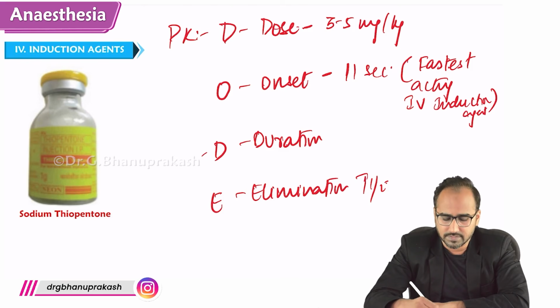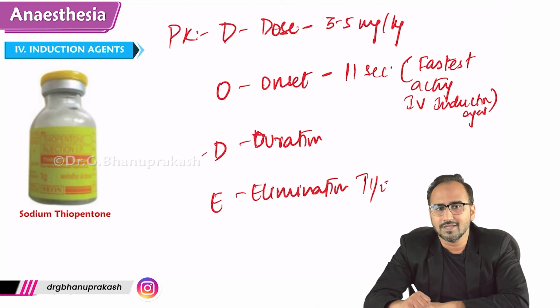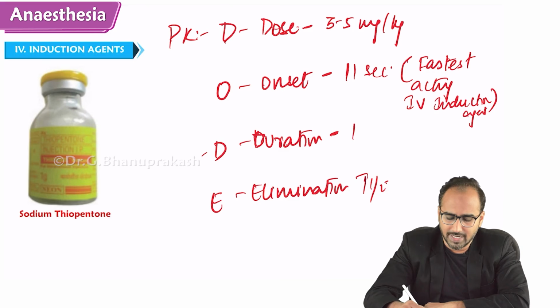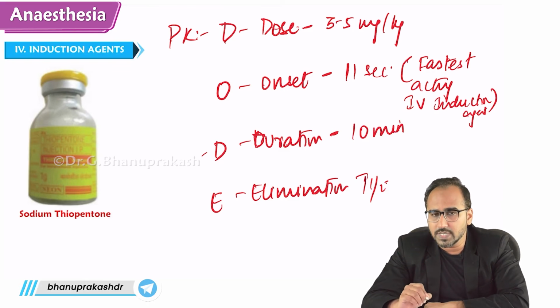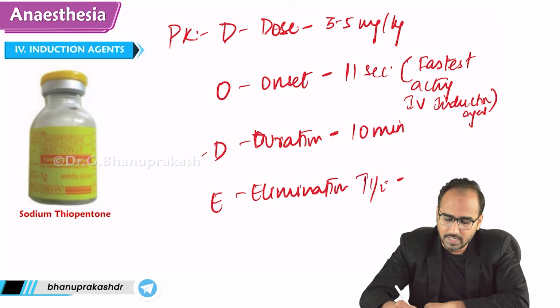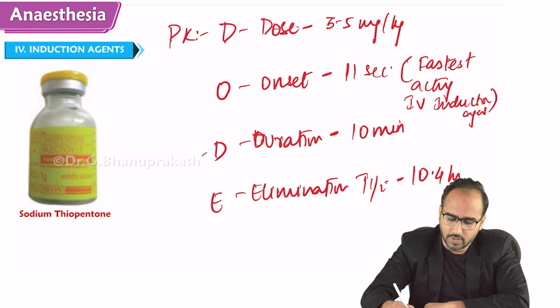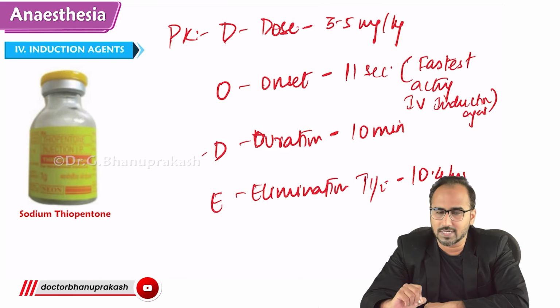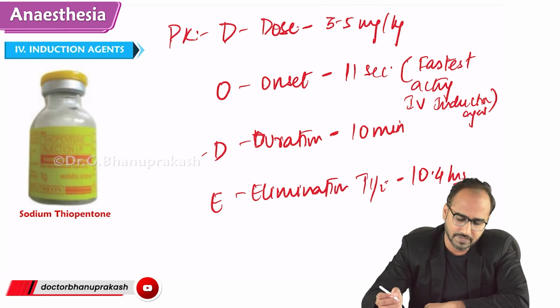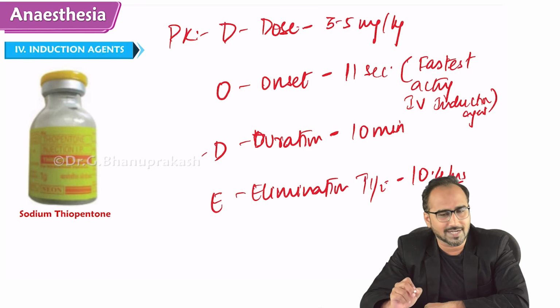One more D is duration. The duration of sodium thiopentone is 10 minutes. The patient will be unconscious for 10 minutes. Last is elimination T-half. How much time will it require for half of sodium thiopentone to get eliminated? It requires 10.4 hours. So that is regarding the pharmacokinetics: dose, onset, duration and elimination. So introduction and pharmacokinetics are done.